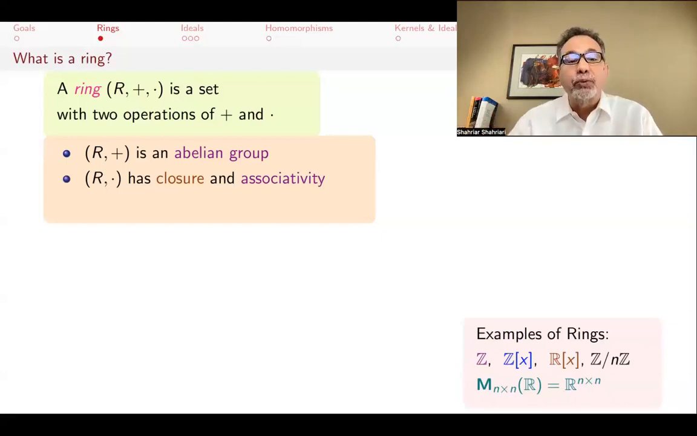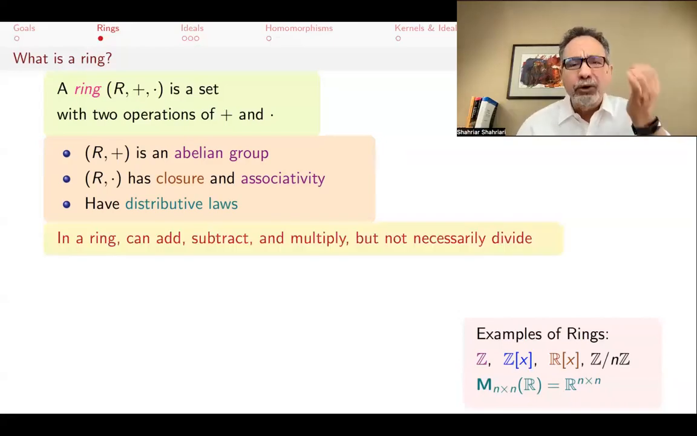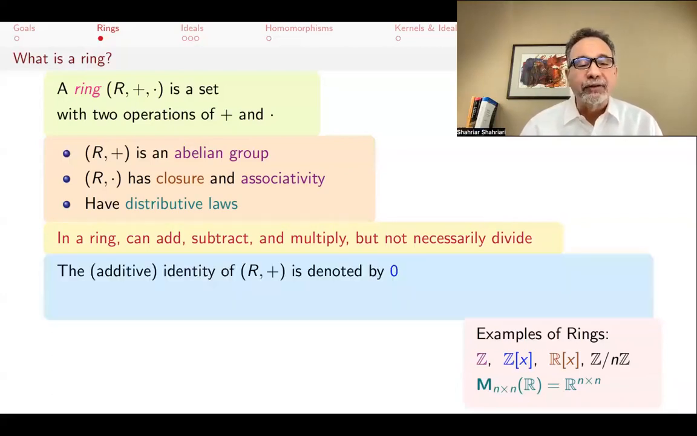So for every situation, we have to know not only what the elements are when we want to apply ring theory to a specific situation, but we also have to know what the operations are. What's the plus, what's the addition? We also have to have distributive laws: A times (B plus C) should be AB plus AC. But what you basically need to know is that you can add, subtract and multiply in a ring, but not necessarily divide.